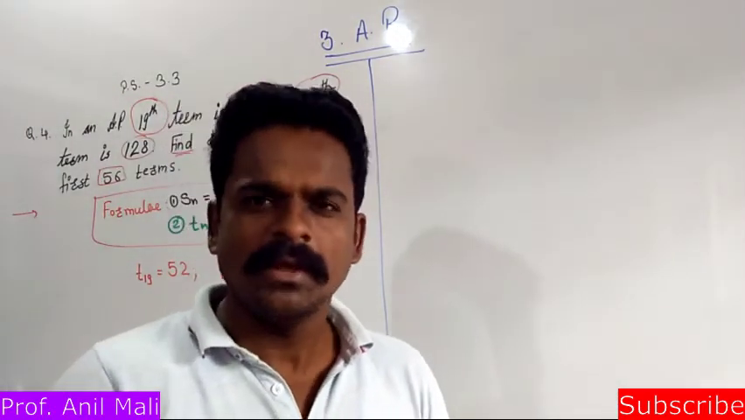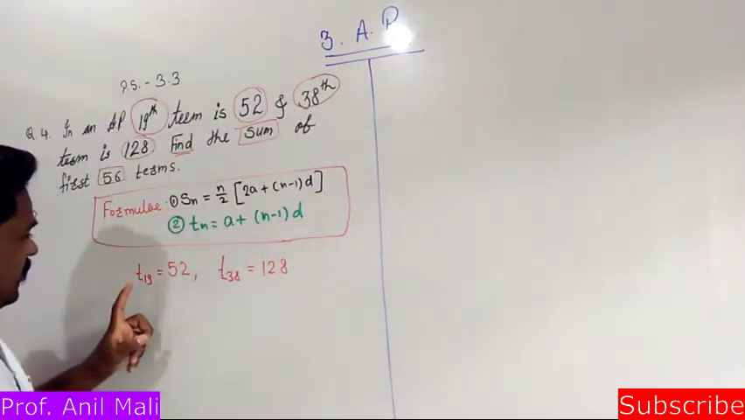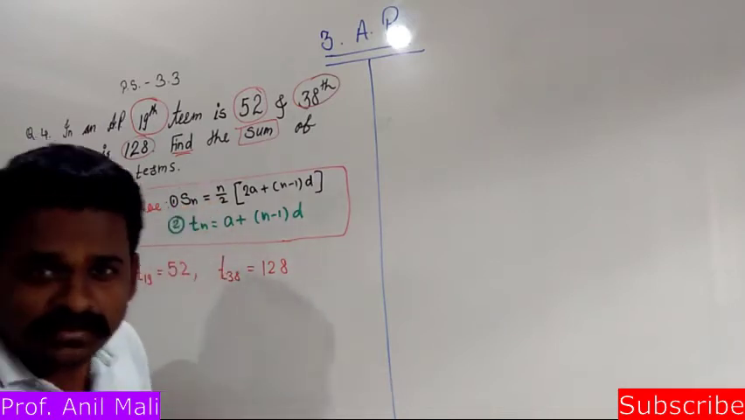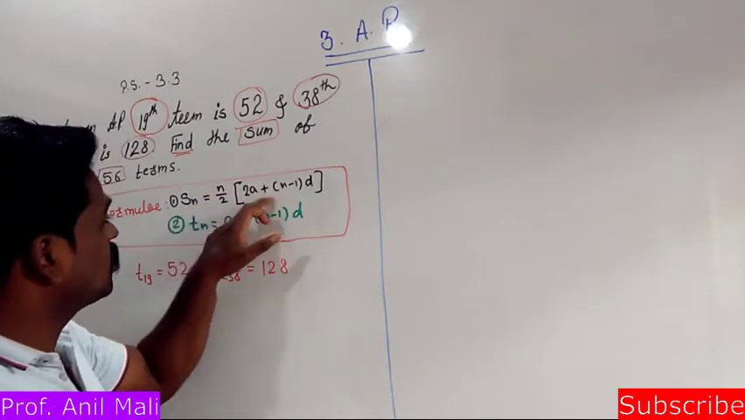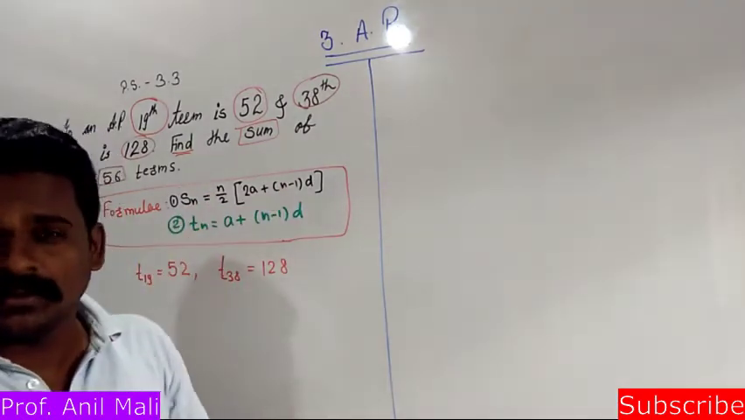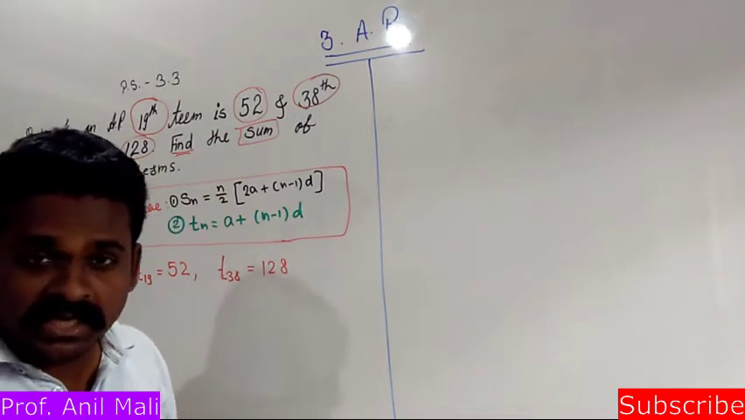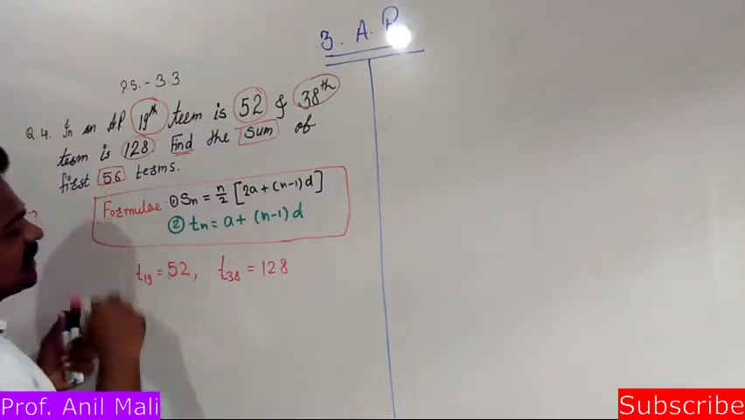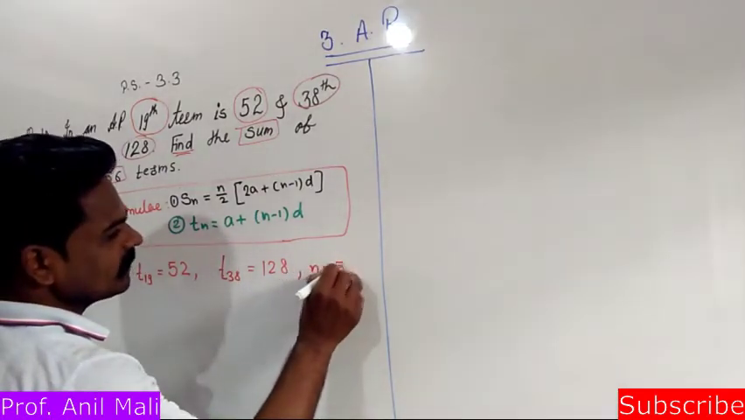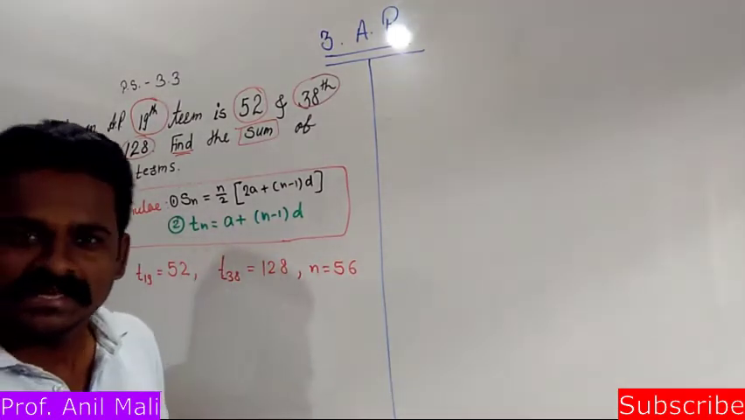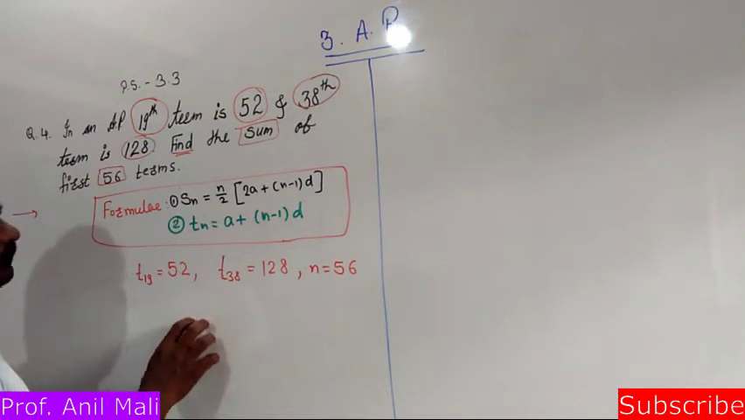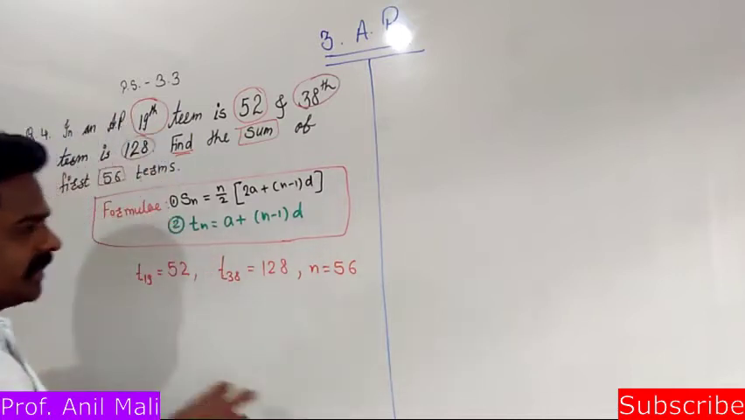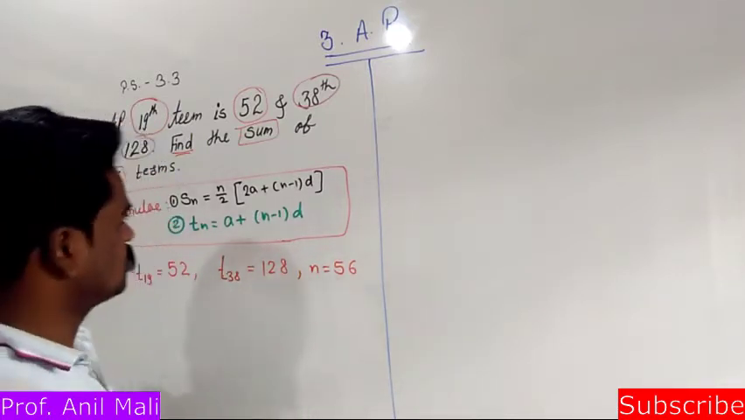Now see, T19 is given, T38 is given. We need to find the answer of the first formula, Sn is equal to n by 2 into the bracket 2a plus n minus 1 into d. What values do we need here to find the sum of the first 56 terms? The sum of the first 56 terms means n is also given to us as 56. So T19 is given, T38 is given, and n, the total number of terms, is 56.